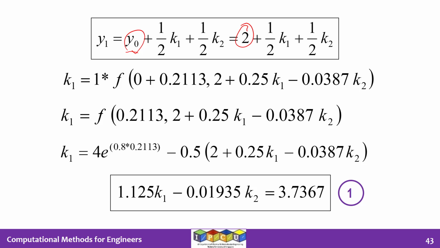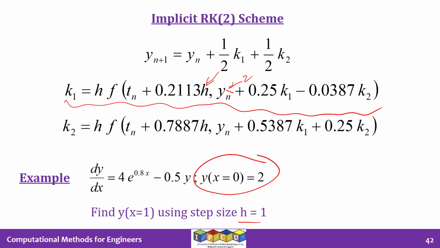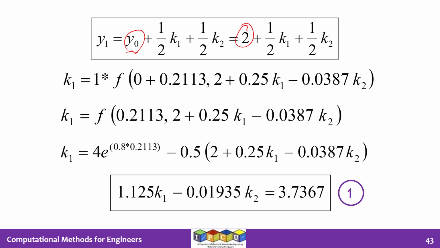Now all we have to do is to find out the values of k1 and k2. For k1, I'm going to put h is equal to 1 because that's given in the problem. I can put yn is equal to 2 because that's given in the problem. We are at n, we have to find out n plus 1. And tn is 0 because we are starting from the value of x is equal to 0. So at this point in time, the value of the independent variable is 0. So this is 0, h is 1, yn is 2, all that we know. We are going to make use of that in writing out expressions for k1 and k2 in the next slide.